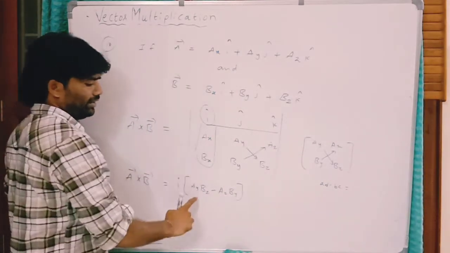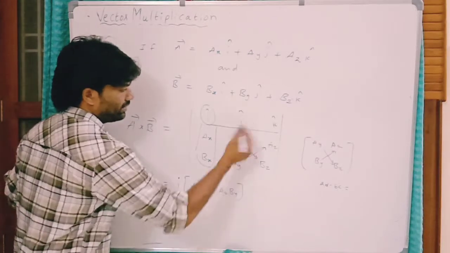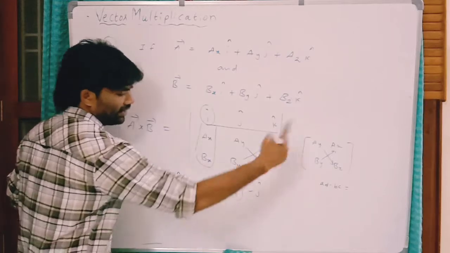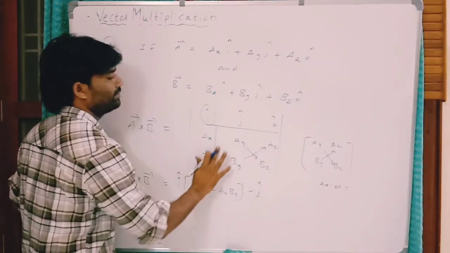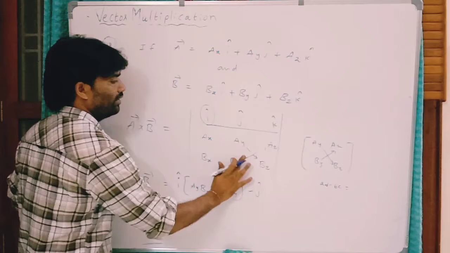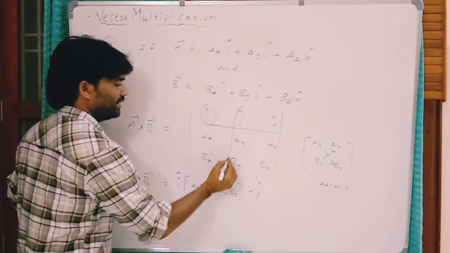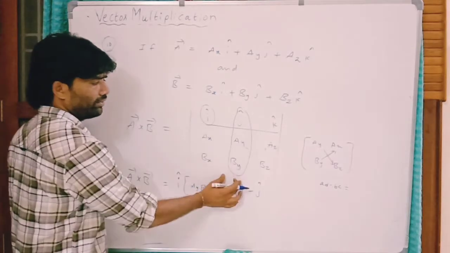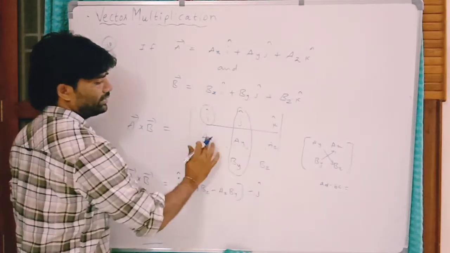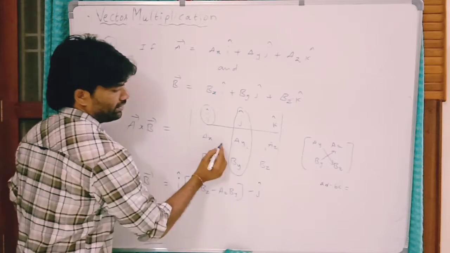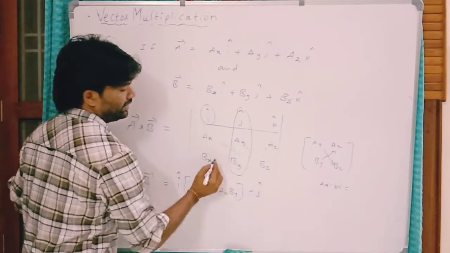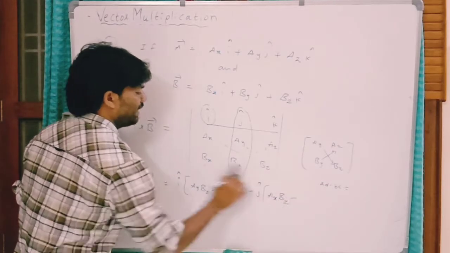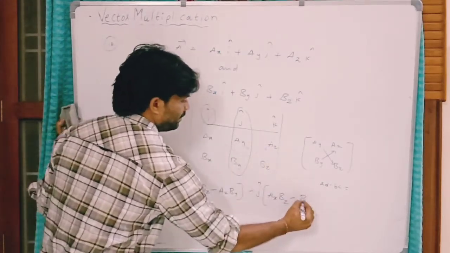That is the i component of a cross b. Next for j we take negative. So i is positive, j negative, again k positive. That is the rule to take the cross product. Now when we take this j component, leave this column and this row. You will have these four now. Cross multiplication of these two and these two gives ax bz minus bx az.